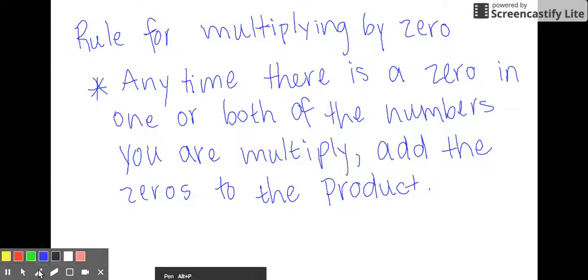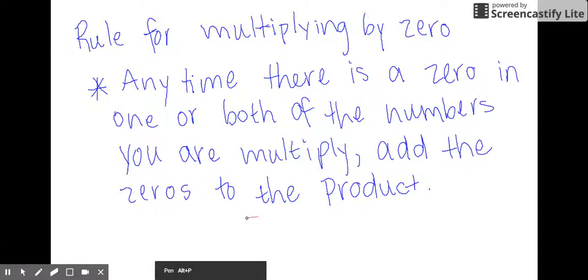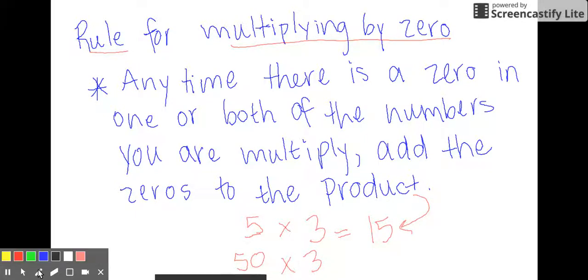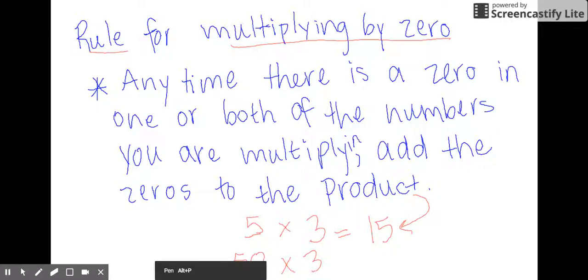I just explained that the product is when I said 5 times 3 equals 15. Product simply means the answer. So if we apply my rule for multiplying by zero to the example from the last video of 5 times 3, what if it was 50 times 3? Let's read the rule again. It says, anytime there is a zero in one or both of the numbers you are multiplying, oops, sorry guys, I didn't write the whole word multiplying, add the zeros to the product.